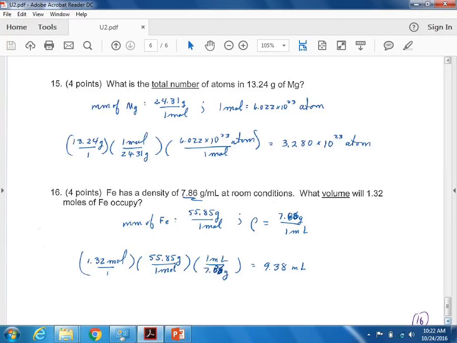Then I use the molar mass, the unflipped version, so moles cancel, left with grams. And then I can insert the flipped version of the density, 1 milliliter over 7.86 grams. So grams cancel, left with units of milliliters. So round to 3 significant figures. There she goes.